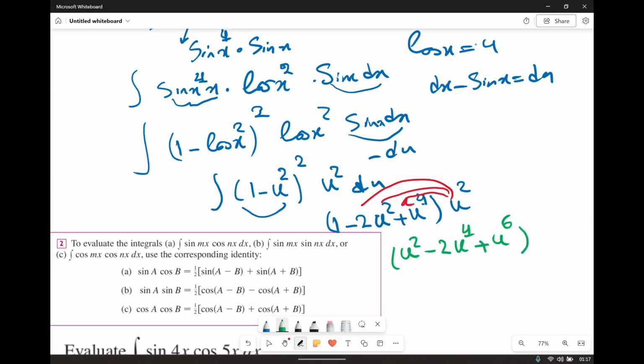Am I right? But you must consider the minus, so I put the minus outside the integral. Calculating this integral gives minus u power 3 divided by 3 minus 2u power 5 over 5 plus u power 7 divided by 7 plus c.